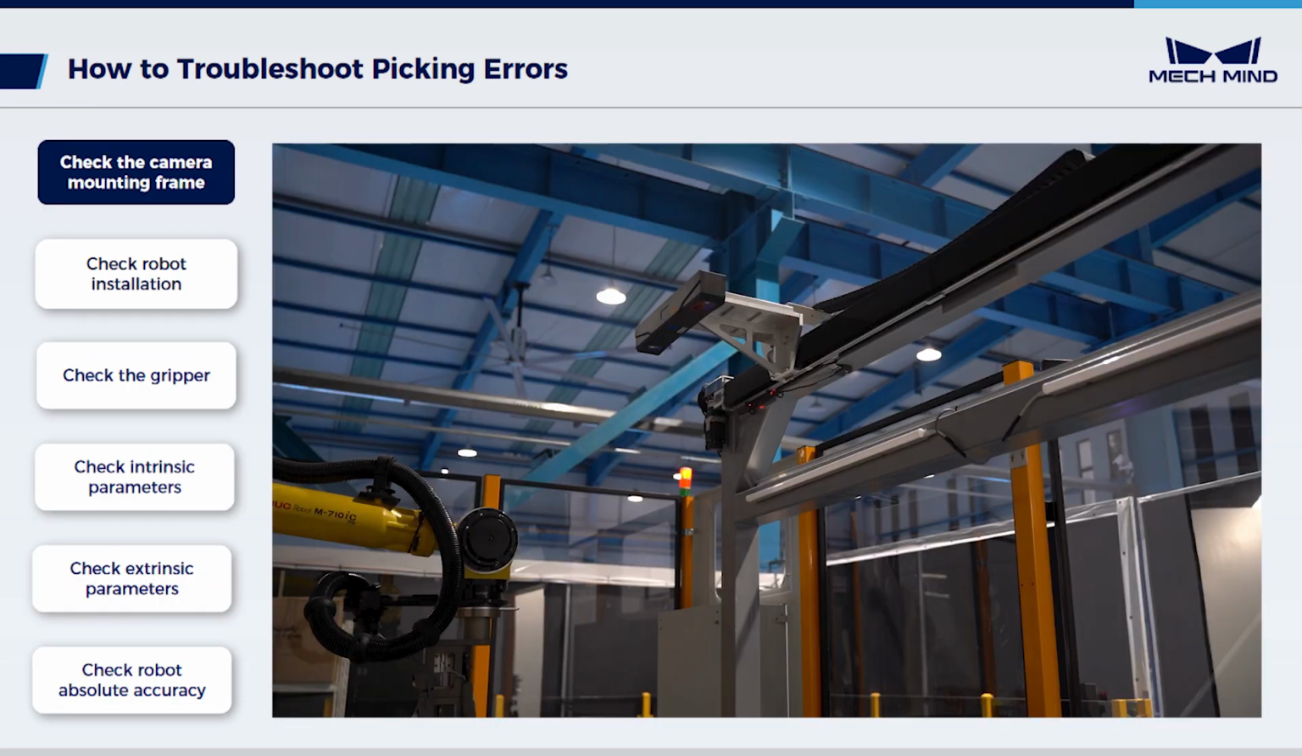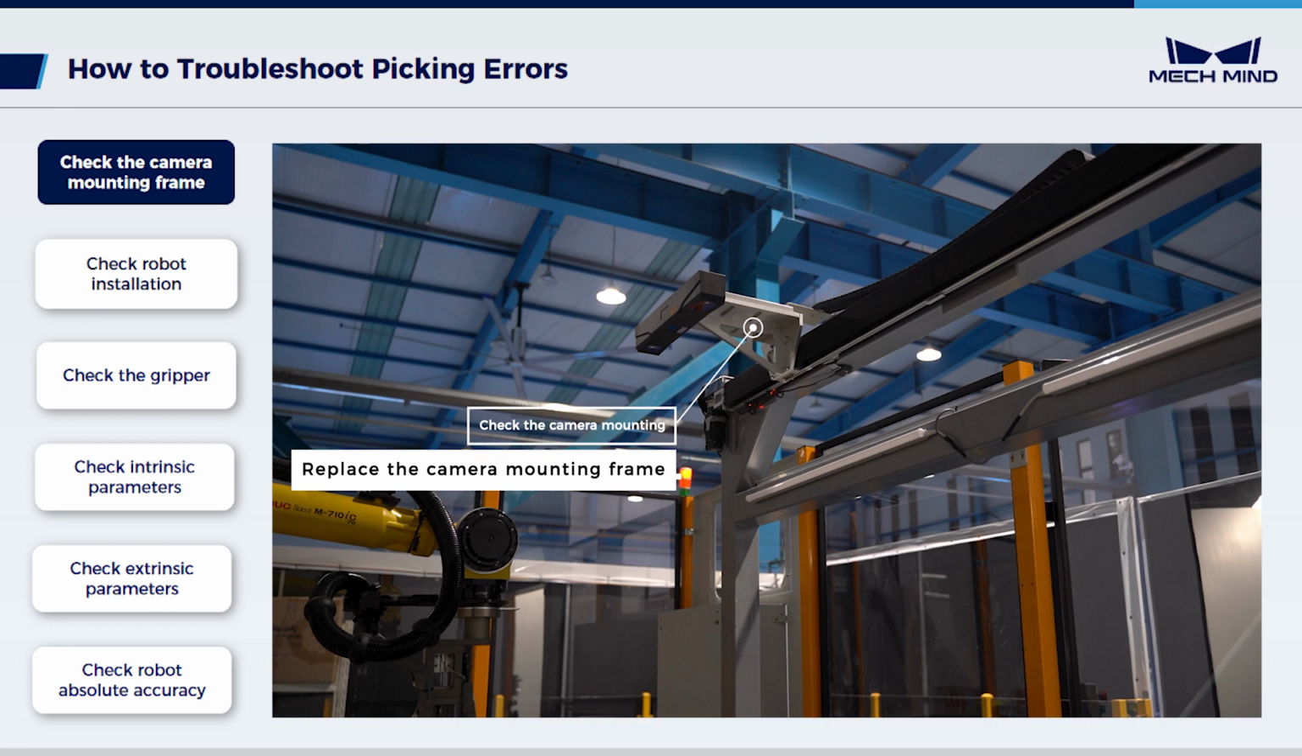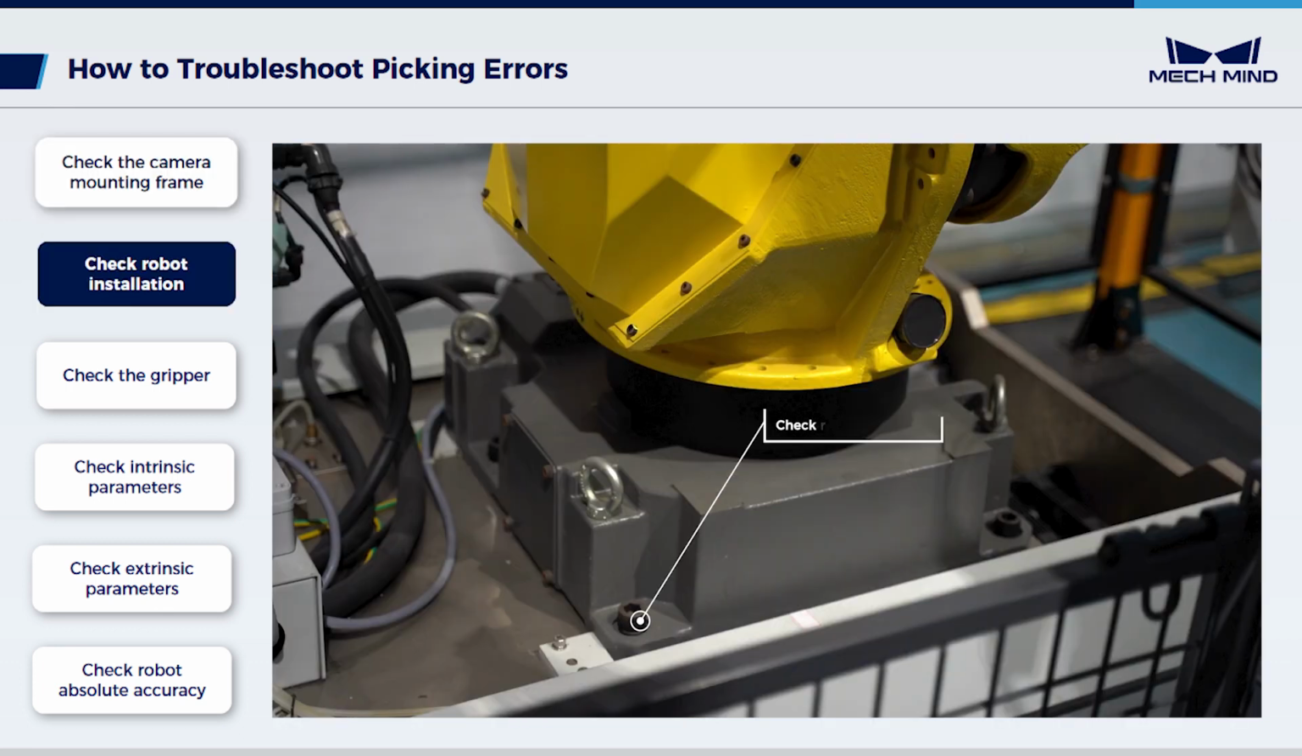Check the hardware. Check the camera mounting frame for deformation or shaking. If there is deformation or shaking, replace the camera mounting frame. Check whether the robot is securely mounted. If it's mounted loosely, timely reinforcement is required.